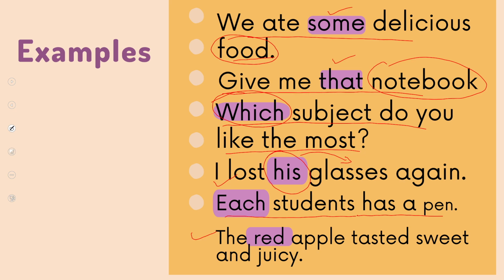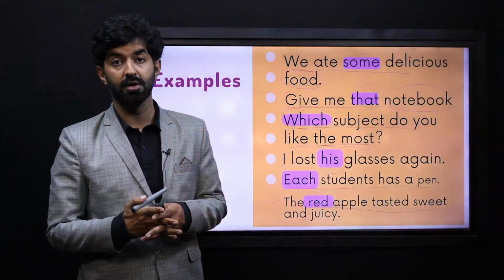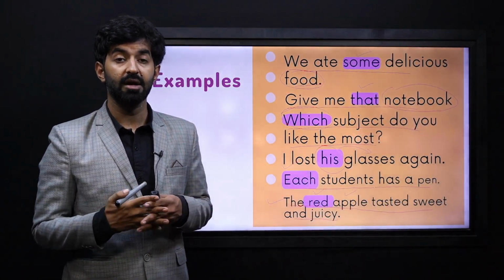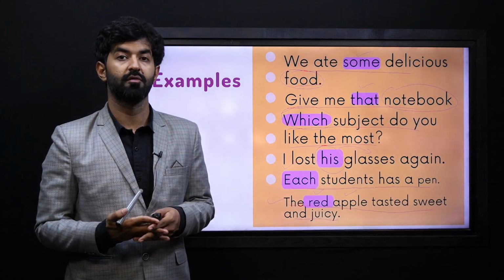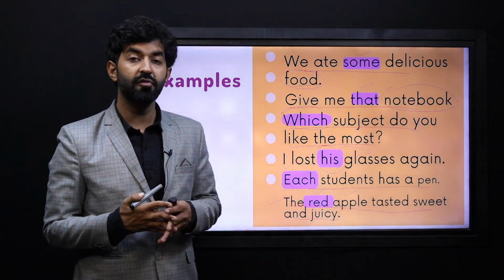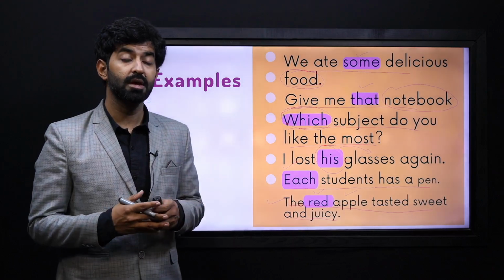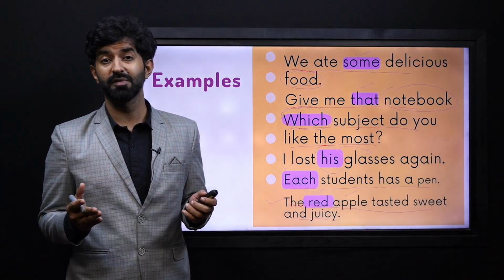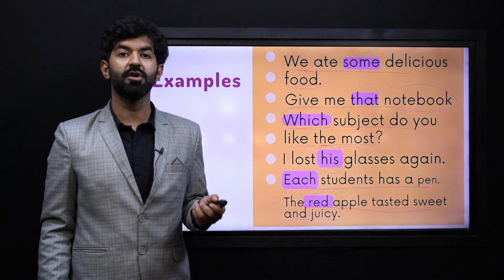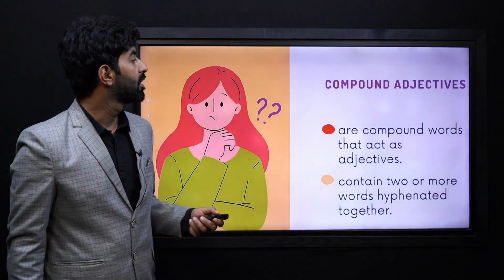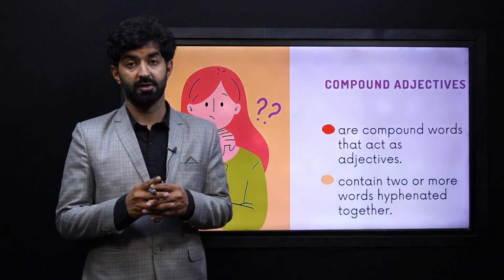Now, let's clear it with an example. The red apple tasted sweet and juicy. Now, red is actually describing our noun, which is apple. It's telling us the color of the noun, and it is ultimately also describing our noun. So these are all the examples of different adjectives that we learned in the previous slide so that you can know them easily, and now you can make so many sentences of your own using all these different kinds of adjectives by yourself. Now, let's talk about compound adjectives.